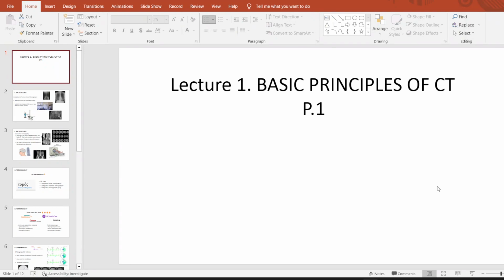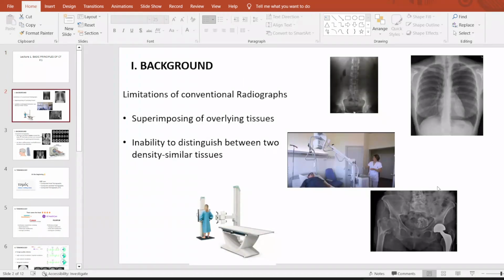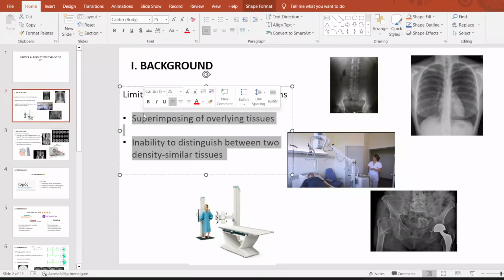It's lecture 1, Basic Principles of CT. Just like every milestone of humankind, for new machines, new theories, or some revolutionary ideas, those were inspired by the limitations of the former problems that we want so badly to solve. So it was the same for CT. It was created to overcome two main drawbacks of the conventional radiographs that I mentioned here.